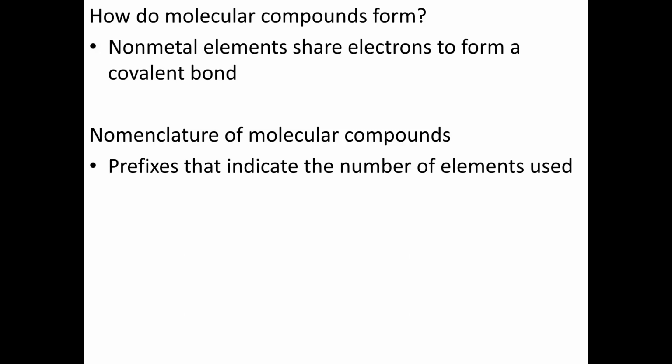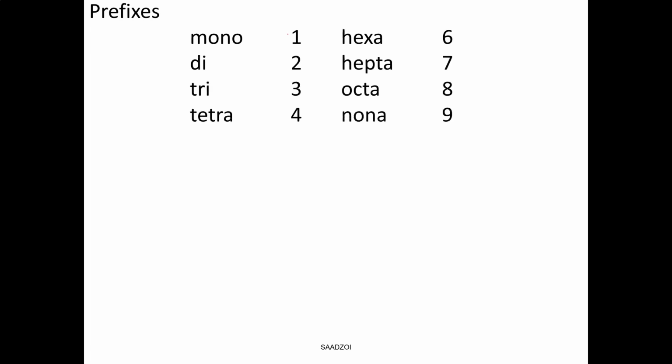Prefixes indicate the number of elements you see. Unlike crisscrossing for ionic compounds, where you crisscross numbers and charges, you don't have to do any of that. All you have to do is specify what you see using prefixes. So you have to memorize these. Mono means 1, di means 2, tri means 3, tetra means 4, penta means 5, hexa means 6, hepta means 7, octa means 8, nona means 9, and deca means 10.